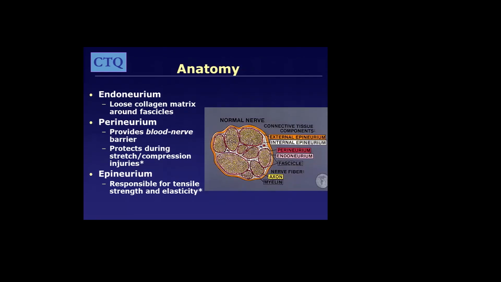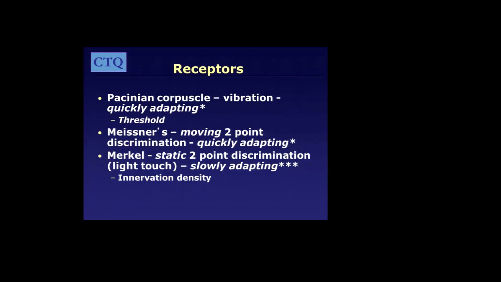The anatomy of peripheral nerves involves the endoneurium, which is the loose collagen matrix around the individual fascicles; the perineurium, which provides the blood-nerve barrier and protects the nerve during stretch and compression injuries; and the epineurium, which is the outer layer and responsible for the tensile strength and elasticity of the nerve.